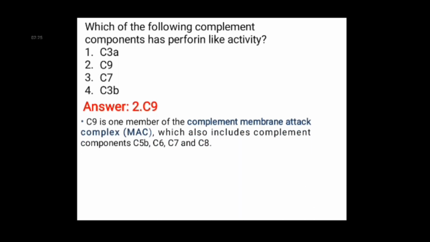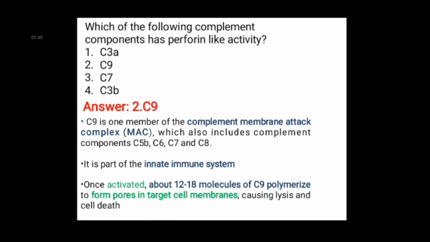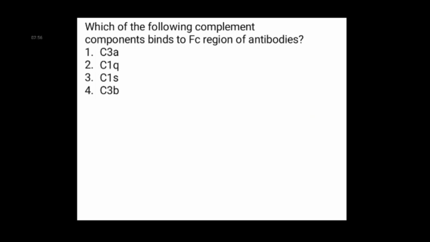C9 is one member of the complement membrane attack complex, that is a MAC, which also includes complement component C5b, 6, 7, 8. So this C5b, 6, 7, 8, 9 forms the membrane attack complex. This C9 is a part of the innate immune system. Once activated, about 12 to 18 molecules of the C9 polymerize to form pores in the target cell membrane, causing lysis and cell death.